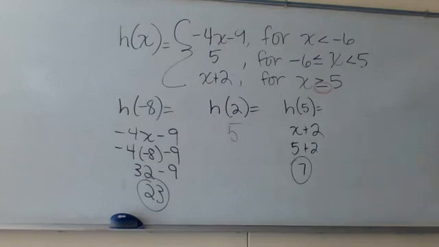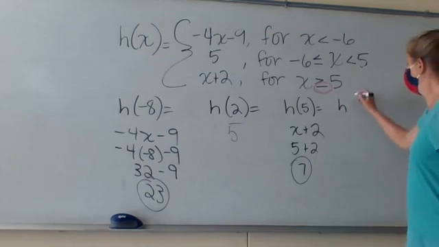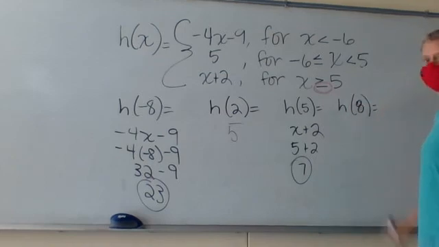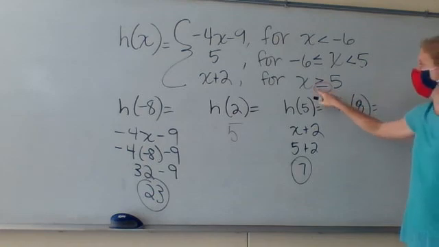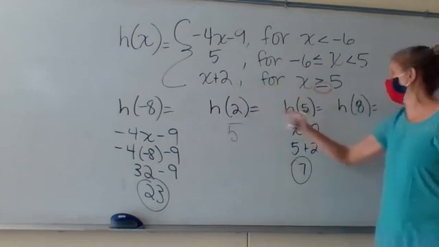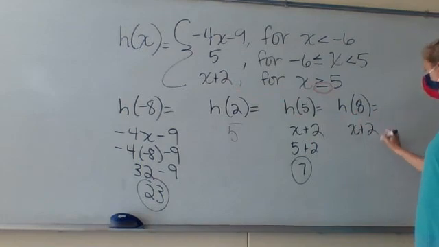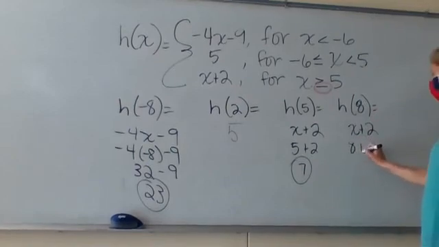And the last one it wants me to find is h of 8. Where does 8 fall? Well, it's greater than 5. Since it's greater than 5, it falls in this bottom piece, which is x plus 2 again. So replace that x with the 8. So I have 8 plus 2, which is 10.